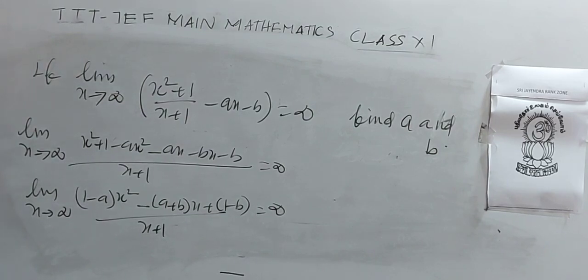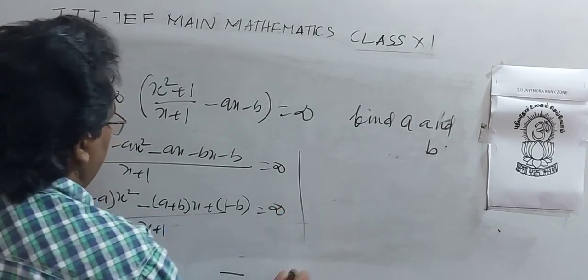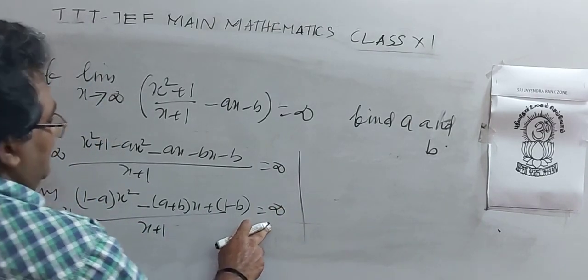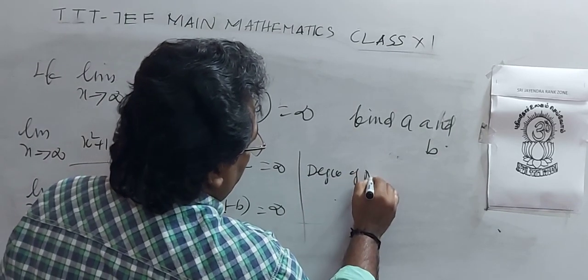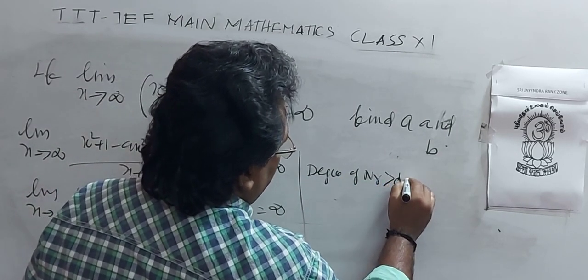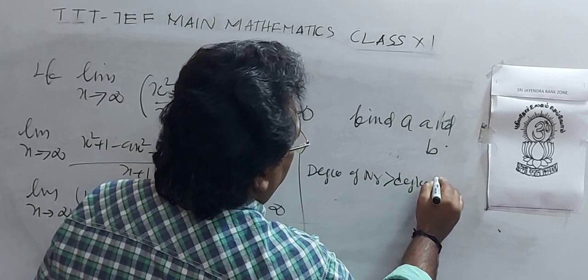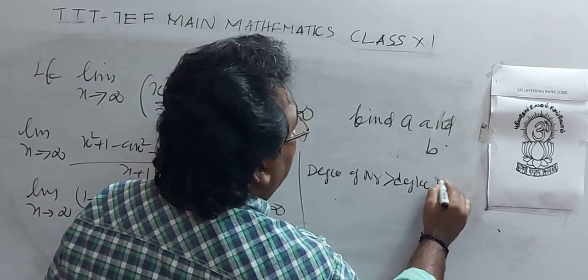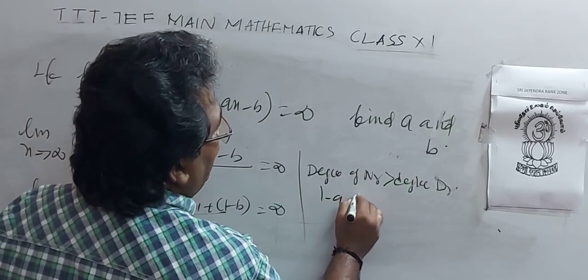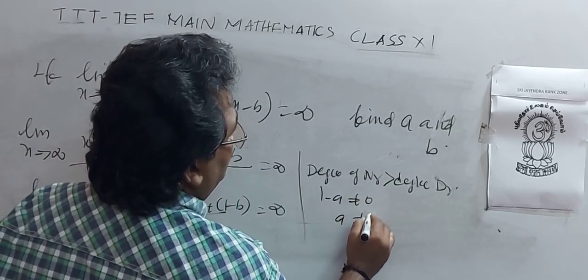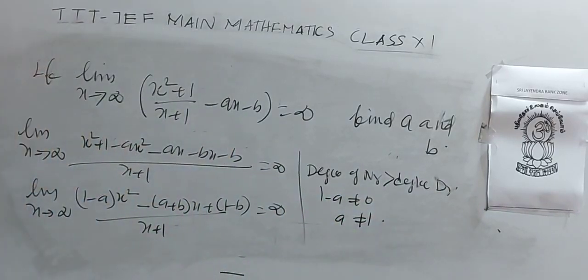So in this case, the limit is infinity. The degree of the numerator is greater than the degree of the denominator. Therefore, 1 − a is not equal to 0, so a is not equal to 1.